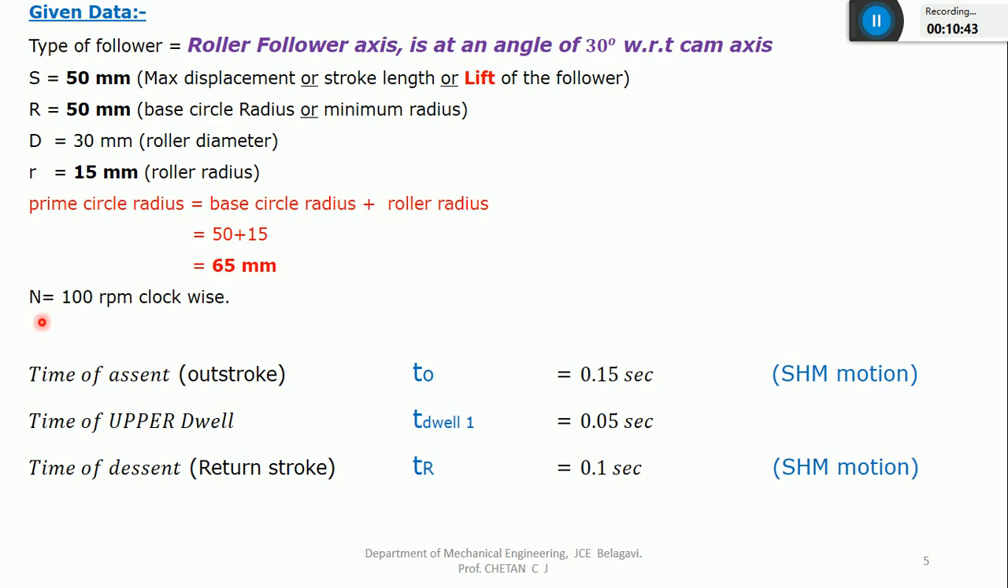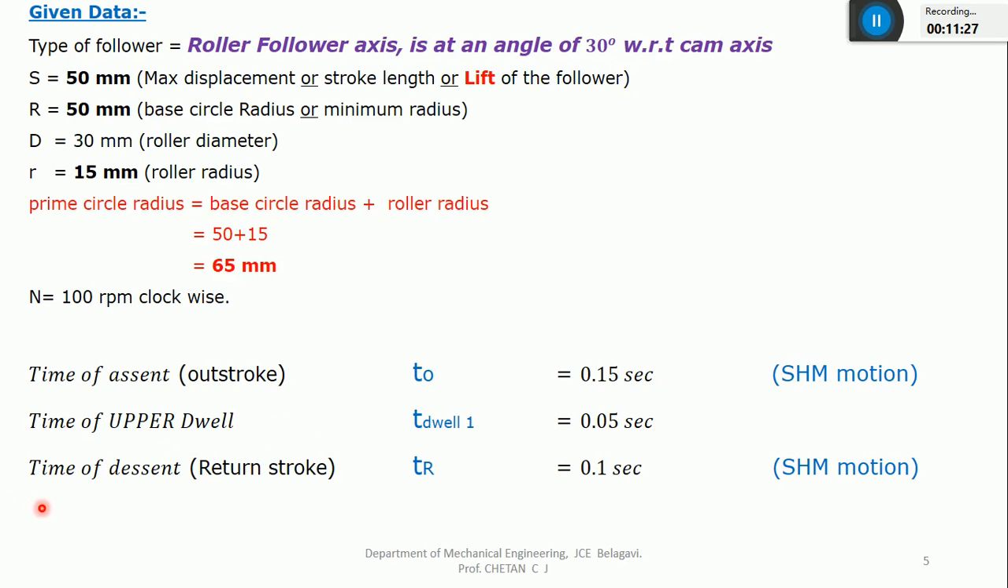and the speed of the cam is given as 100 rpm in clockwise. After that, the time of ascent or outstroke, whenever the follower is moving in upward direction, it is also called ascent. And the time it has taken is 0.15 second. I'll denote it with T0, time for outstroke, that is 0.15 second with simple harmonic motion. And time of upward dwell, after reaching the top position, it will take a rest for 0.05 second. It is given in the problem. The first dwell is for 0.05 second. I can denote it with T dwell 1, meaning first dwell timing.